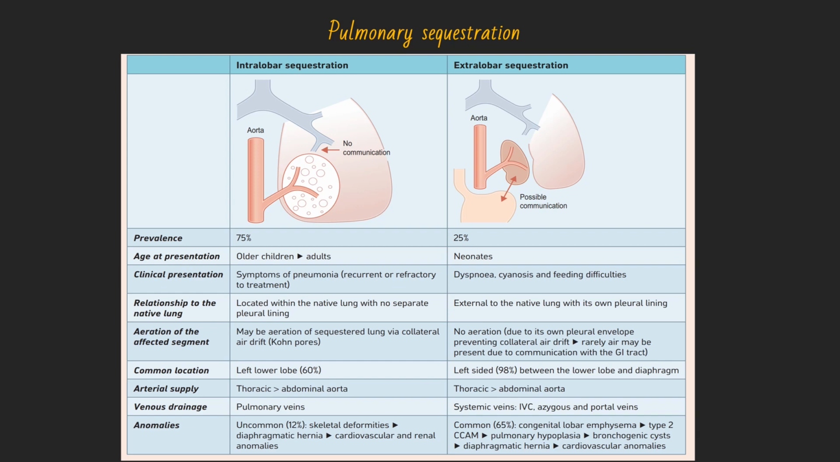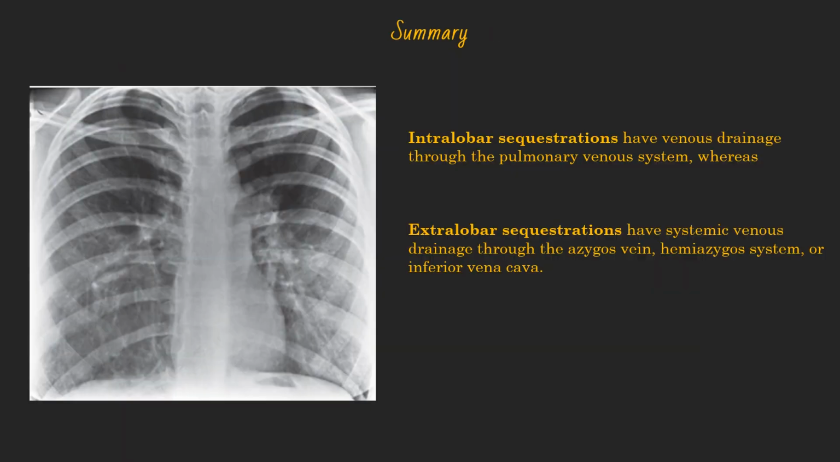A large number of extralobar sequestrations are associated with other abnormalities, such as left posterior diaphragmatic hernia, congenital heart disease, and congenital cystic adenomatoid malformation, or they may be connected to the gastrointestinal tract, esophagus or stomach. Intralobar sequestrations have venous drainage through the pulmonary venous system, whereas extralobar sequestrations have systemic venous drainage through the azygos vein, hemiazygos system, or inferior vena cava.